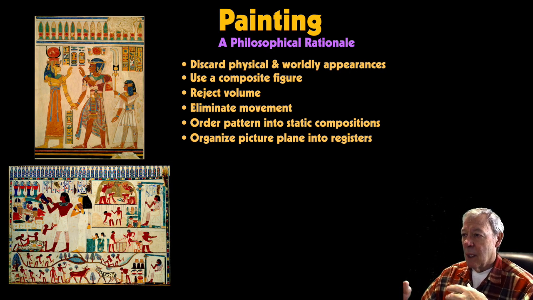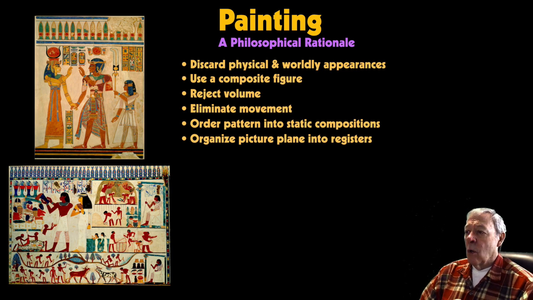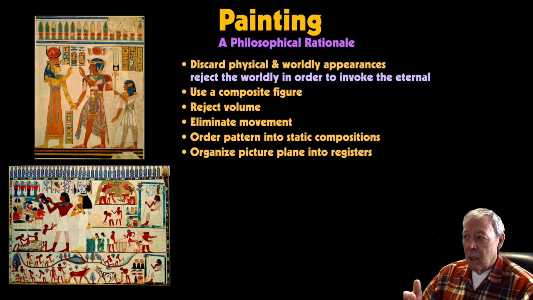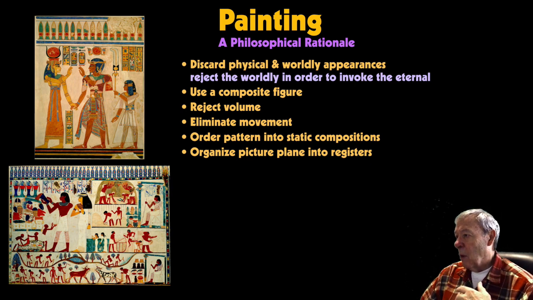Now, why do this? You discard physical and worldly appearances in order to reject the world in favor of invoking the eternal. So when we look at artwork like this and criticize it because it doesn't look realistic, keep in mind that the goal of the Egyptian artist was not to create realism, the goal was to reject realism in order to invoke the eternal.